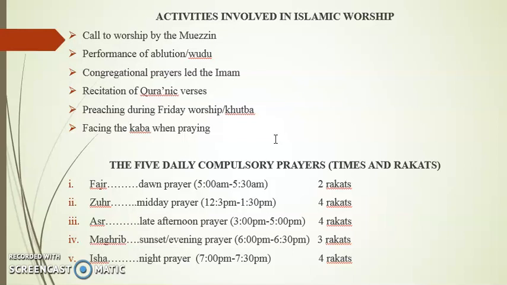Then we have the Maghrib, that is a sunset or evening prayer which is observed between 6 p.m. to 6:30 and it's a 3 rakat prayer. Then finally, we have the Isha, which is a night prayer which is observed from 7 o'clock to 7:30 p.m. and it is a 4 rakat prayer.